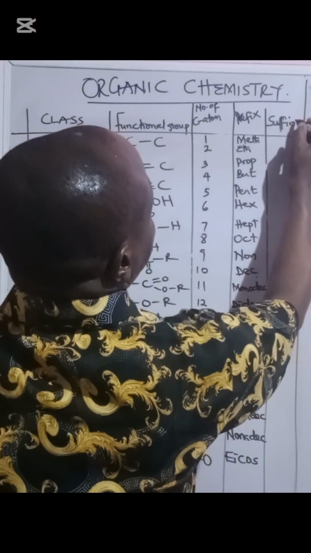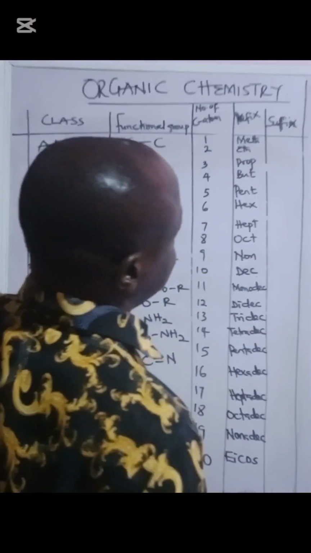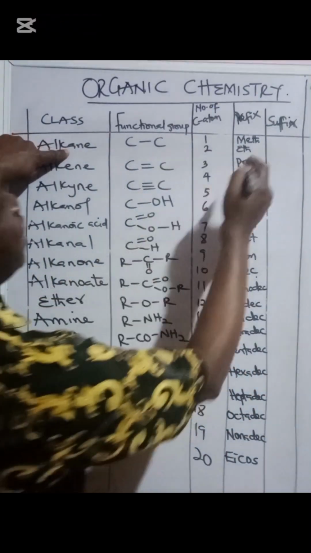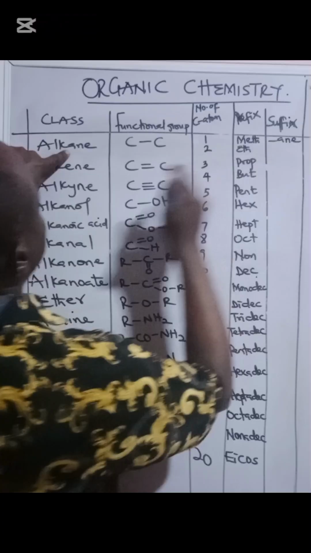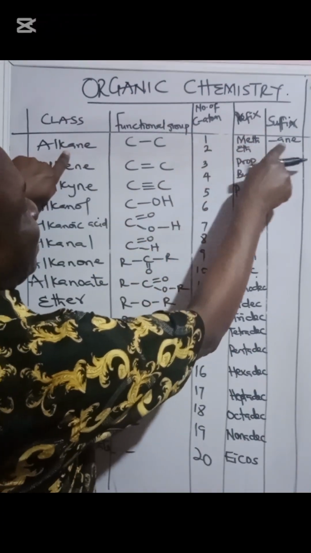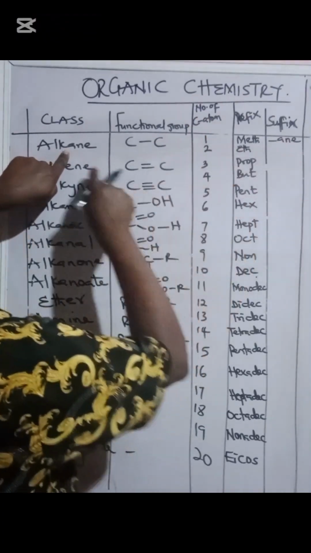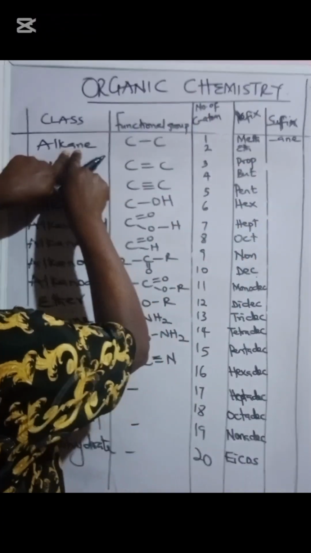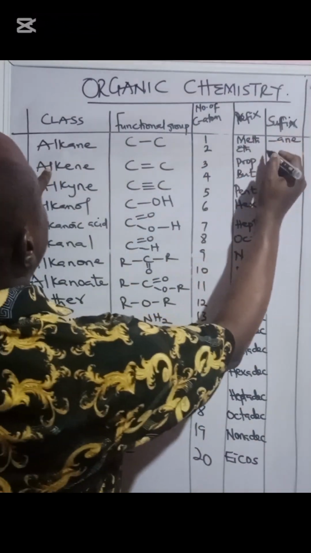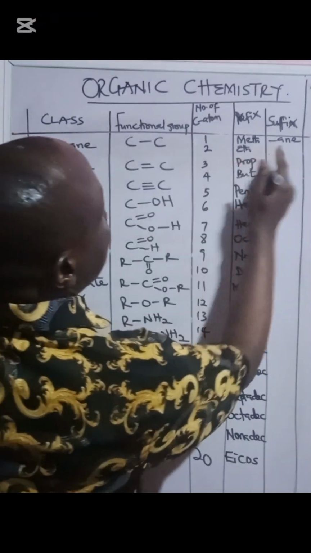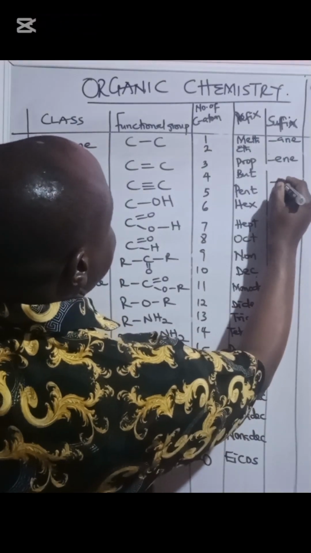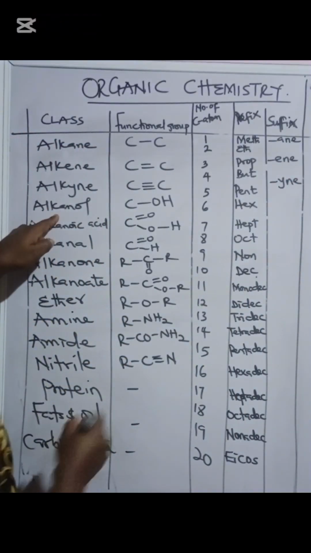So the suffix, it's supposed to be the suffix. For this group, it must end with ANE for alkane. So alkane with 1 carbon atom we call methane. If it is 2 carbon atoms we call ethane. If it is 3 carbon atoms we call propane. If it is 4 carbon atoms we call butane. This one will end with E. This one will end with ENE. This one will end with YNE.